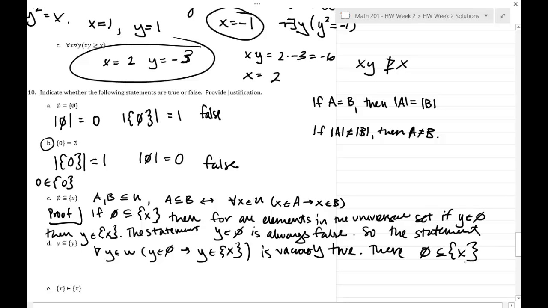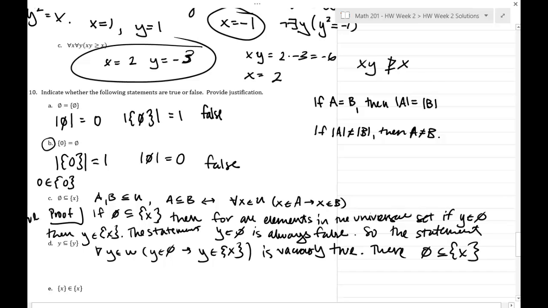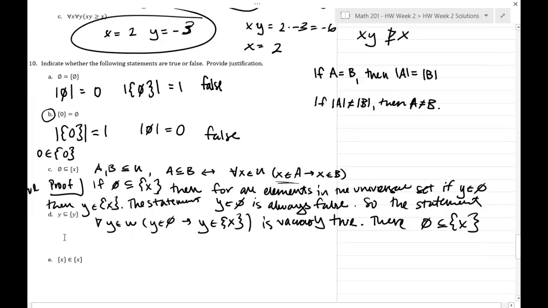On page 120 of the textbook, if you've got it, there's a well-written proof of this, so if you want to read that over to better understand. But the idea here is this is true. And I don't expect you to do a proof for this, just to justify that I'm starting with a false hypothesis and use this definition of subset, and so therefore it's vacuously true, and these two sets are subsets. Let's look at part D.